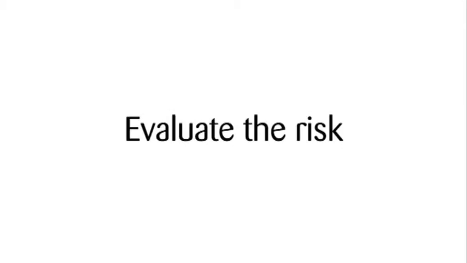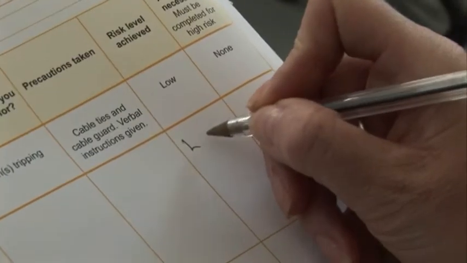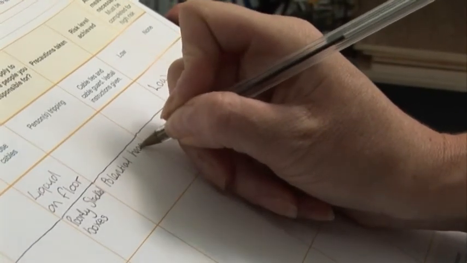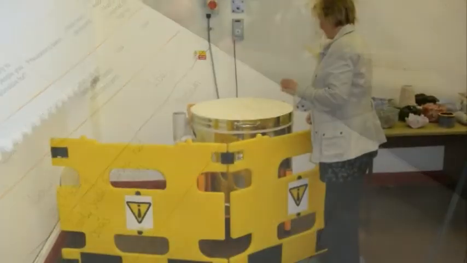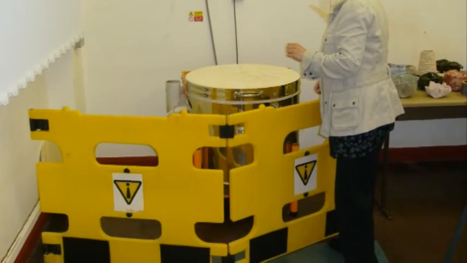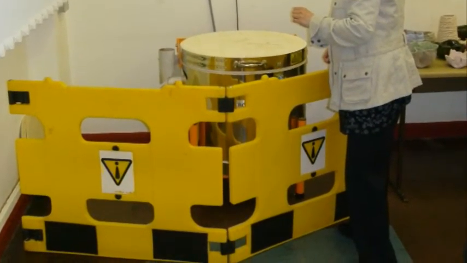Evaluate the risk. Decide whether existing precautions are adequate and categorize the risk as high, medium, or low. Can the hazard be removed? If not, how can it be controlled or reduced? We could try a less risky option or prevent access where learners and tutors could potentially harm themselves. Use personal protective equipment and evaluate if the risk has been reduced.